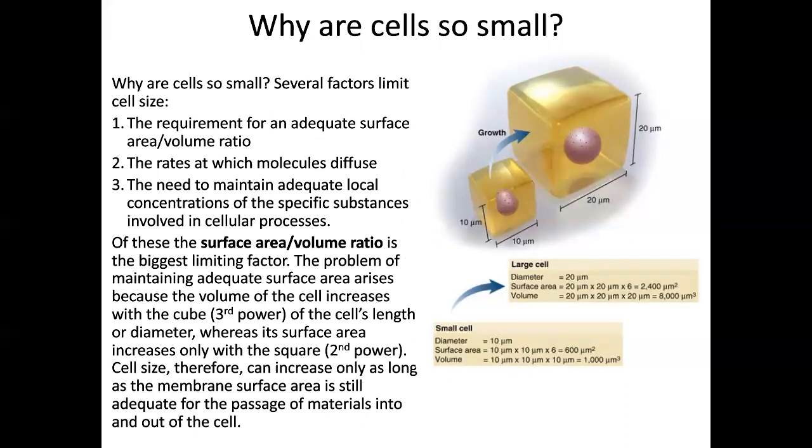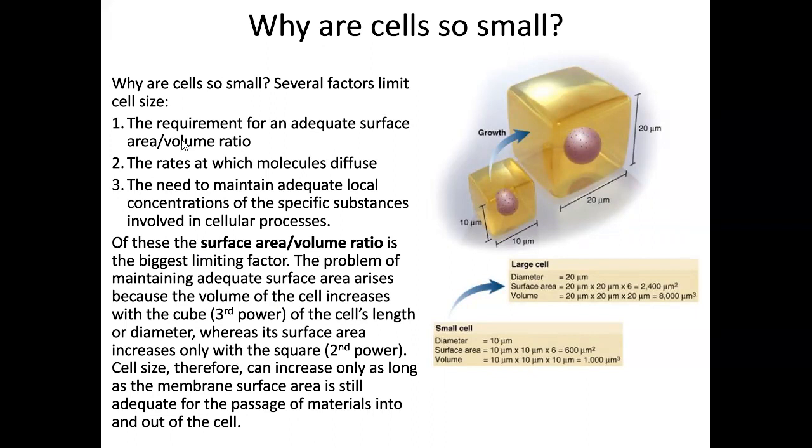Why are cells so small? Well, there's 3 factors that limit the size of a cell, and it involves the following: the requirement for an adequate surface area to volume ratio. We're going to talk about what that is because that's the biggest limiting factor. Okay. Well, this one right here is going to relate to number 2 and 3.